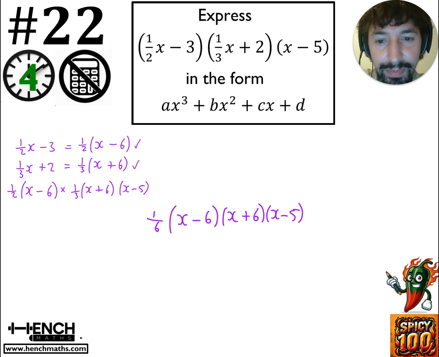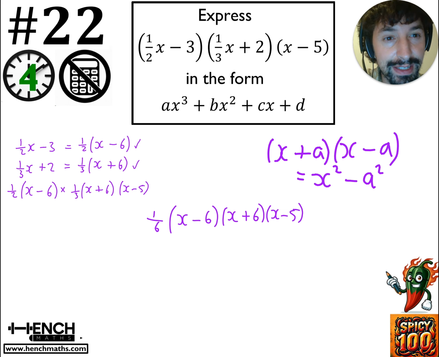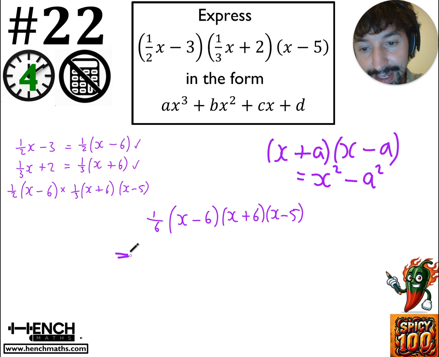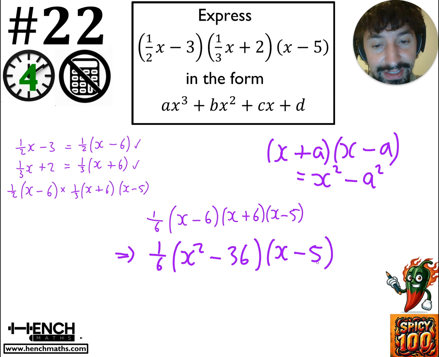So the easiest thing to expand there, you've got that x subtract 6 multiplied by x plus 6. And actually that's the difference of two squares. You have this idea that x plus a multiplied by x subtract a gives you x squared subtract a squared, because that middle bit, the xa minus xa, cancels out. So what we're actually going to get here is a sixth (x squared subtract 36), so 6 squared, multiplied by (x − 5). And that's nice because actually there's only 2 bits, so it makes the expansion a bit easier.